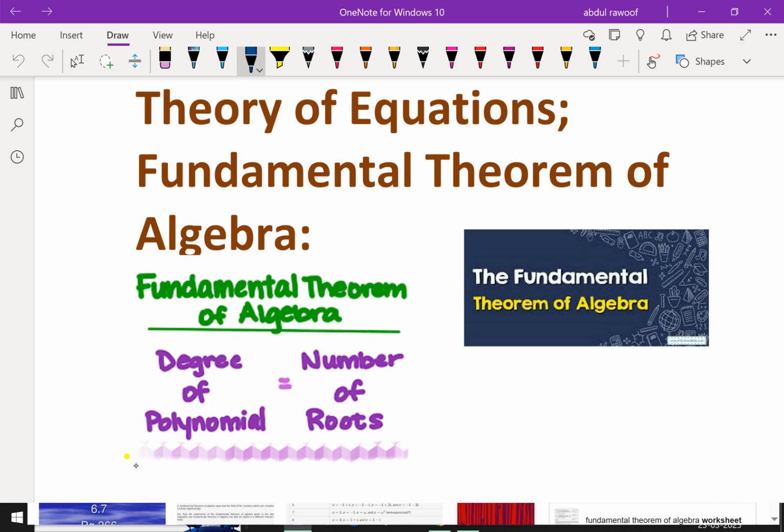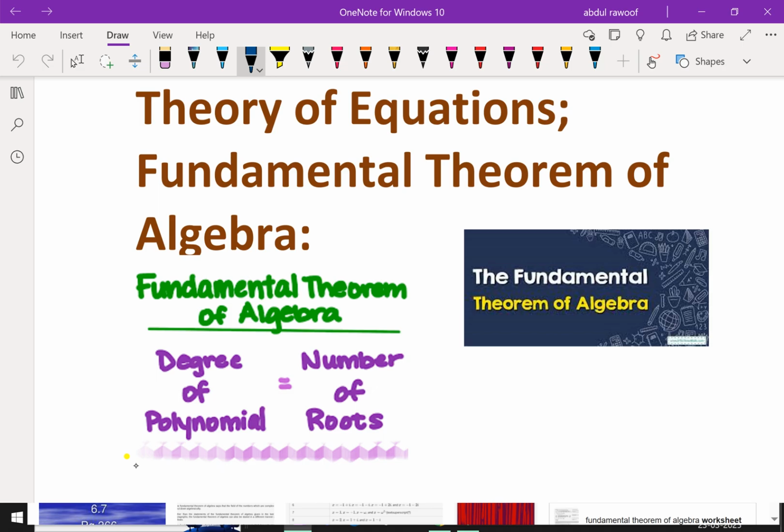What is that? The fundamental theorem of algebra states the following. A polynomial function f of x of degree n, where n is greater than 0, has n complex solutions for the equation f of x equals 0. Note this term here: zeros and roots are synonyms, same meaning, with solution as used in the context in this video.